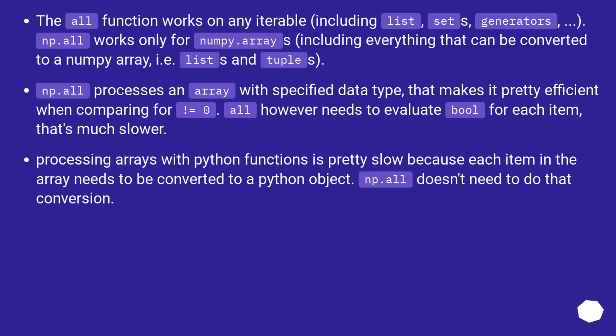np.all processes an array with a specified data type, which makes it pretty efficient when comparing, for example, not equals 0. all, however, needs to evaluate bool for each item, which is much slower. Processing arrays with Python functions is pretty slow because each item in the array needs to be converted to a Python object. np.all doesn't need to do that conversion.